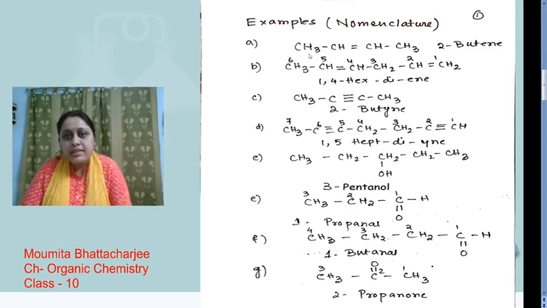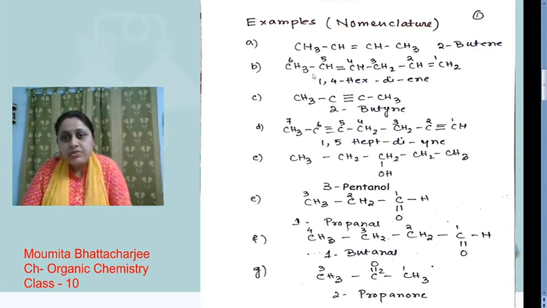First one I have written CH3-CH=CH-CH3. I said the first rule is to count the number of carbon atoms. Here we have 1, 2, 3, 4, so the parent name will be butane. As it contains a double bond, we will add ene and it will become butene. The double bond is at the second carbon, that's why the position is 2 over here. 2-butene will be the name.